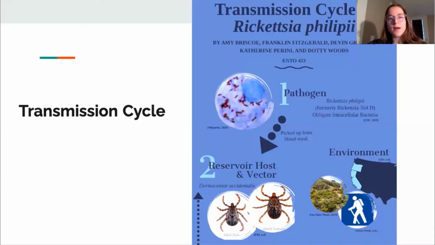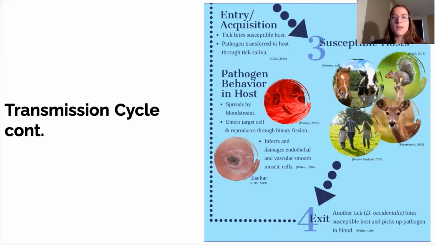The tick first acquires the bacteria from a blood meal of an infected host, and therefore the pathogen Rickettsia phillipi can be found throughout California, along the coast of Oregon, or even south into Mexico. It is mainly found in shrubland and chaparral, especially along hiking trails. When an infected tick bites a susceptible host, the pathogen is transferred to this host through the tick's saliva. Susceptible hosts are squirrels and other small rodents, horses, cattle, deer, and humans.